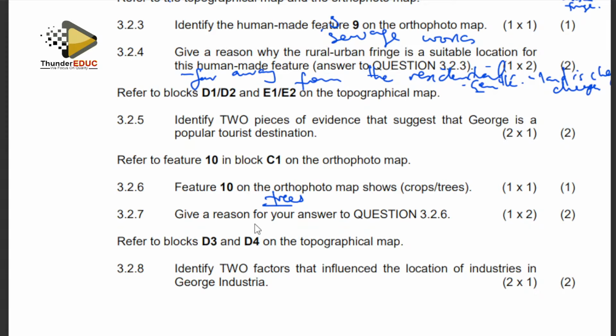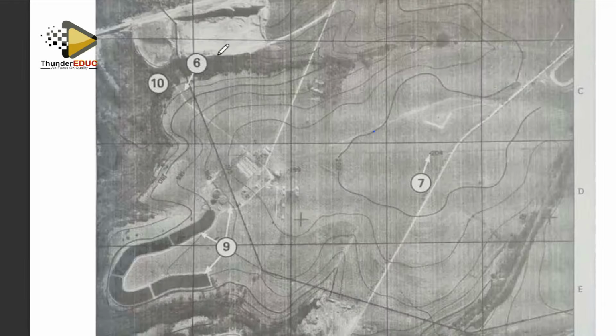Give evidence for your answer. What do we say? Number one, rough texture. The rough texture that you see on a map is indicating the green or the vegetation. Then you can also talk about what you see, the black tone or the black color. Look at this. This black tone here is indicating that it was a vegetation. So you give evidence based on that, and so on and so forth.